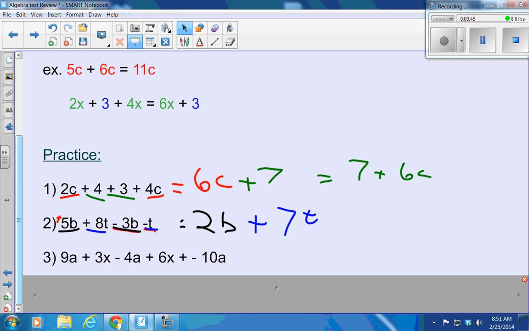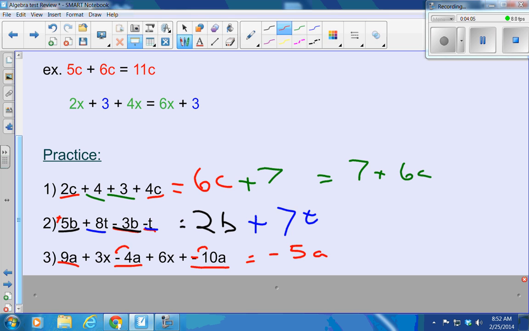On number 3, I have positive 9a minus 4a minus 10a. Remember, these minuses go with what's in front of it. So 9a minus 4a is 5a. 5a minus 10a is a negative 5a. For my x's, I have a positive 3x. I have a positive 6x. That gives me 9x's. Negative 5a plus 9x, or you could have 9x minus 5a. That also works.